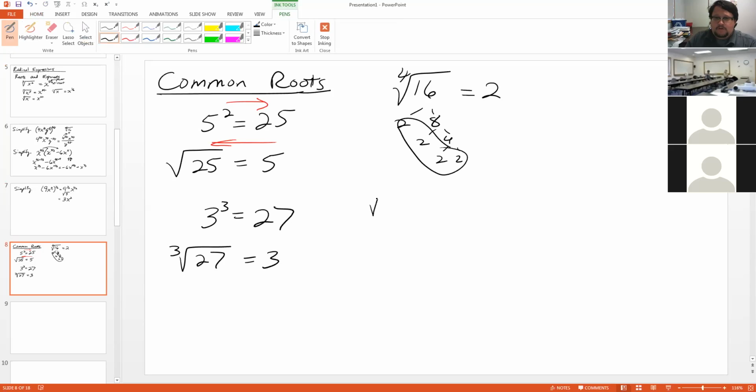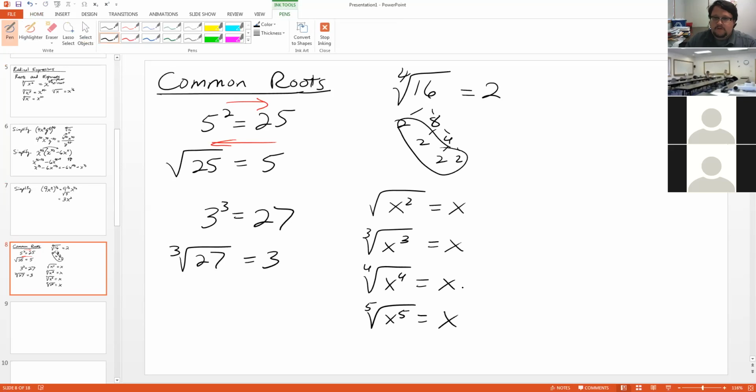So the square root of x squared is x. The cube root of x cubed is x. The fourth root of x to the fourth is x. The fifth root of x to the fifth is x. So you can see anytime the power and the root match each other, you just get the letter. The power and the root cancel each other out.